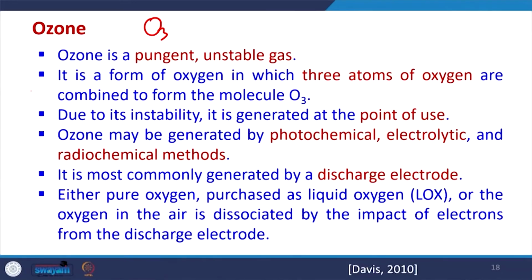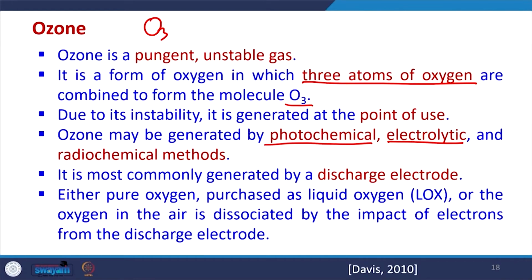It is a form of oxygen in which 3 atoms of oxygen are combined to form the molecule O3. Because it is a highly unstable gas, if we have to use ozone, it has to be generated at the point of use itself. So, we have ozone generators which are used for generating ozone, and then they are used for treatment of the water.